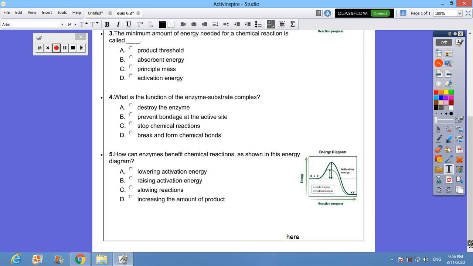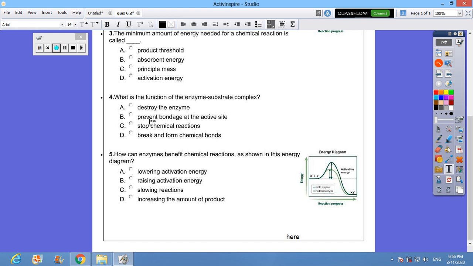We come to question 4. What is the function of the enzyme substrate complex? When the enzyme binds to the substrate, they make the enzyme substrate complex, which is an intermediate step before we come up with the products.